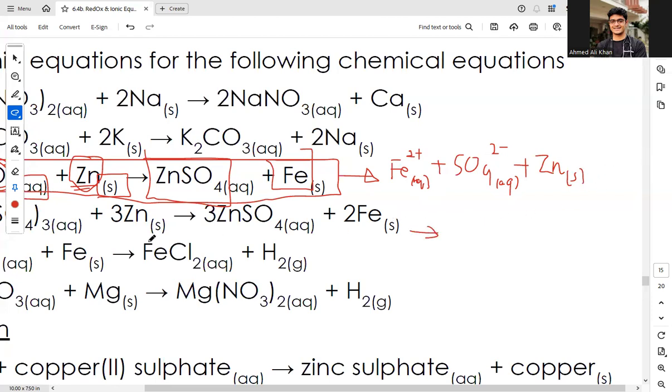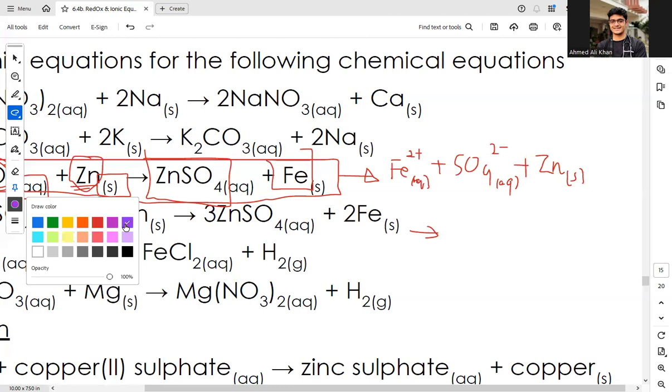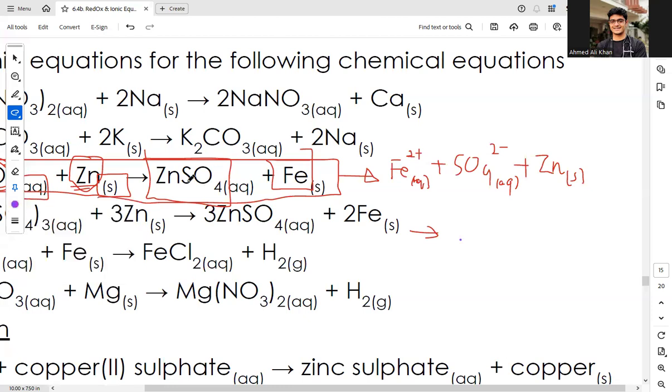Let's move on to the product side. I'll write it in purple. We have zinc sulfate in the aqueous form, so we have to break it down into ions. We have zinc 2 plus in the aqueous form, I'll just write aq for aqueous, and then we have sulfate, SO4 2 minus, which is aqueous too. Always write the state symbols. And we have iron as a solid, so we won't be ionizing iron.